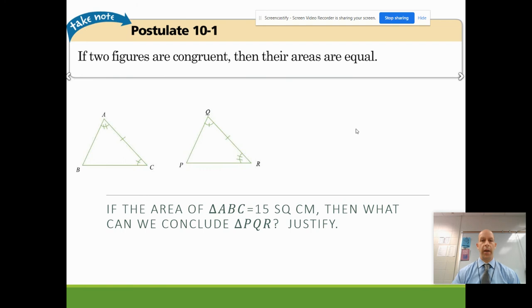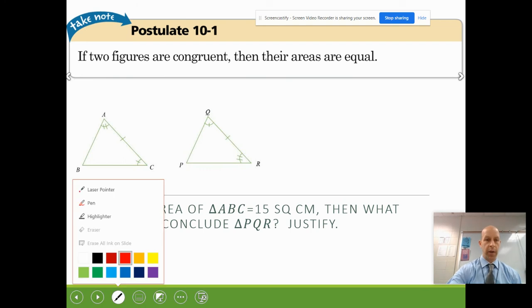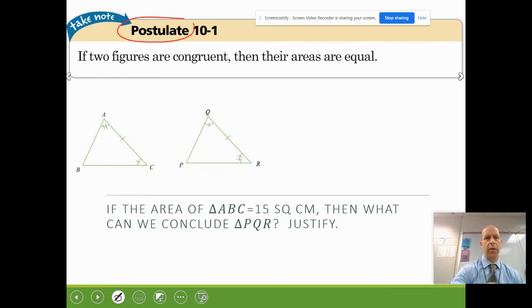We basically have two big ideas today. The first one is simply, I think it's pretty intuitive, but it is a postulate, so this is something that we will not prove, and that is that if two figures are congruent, then their areas are equal.